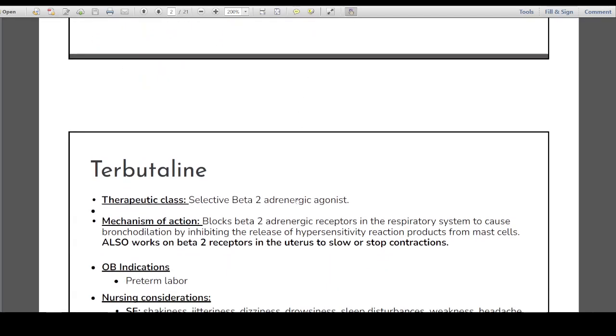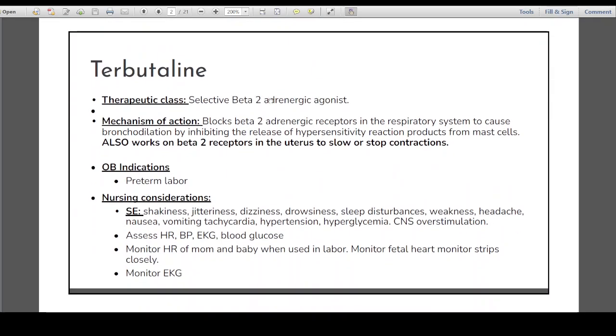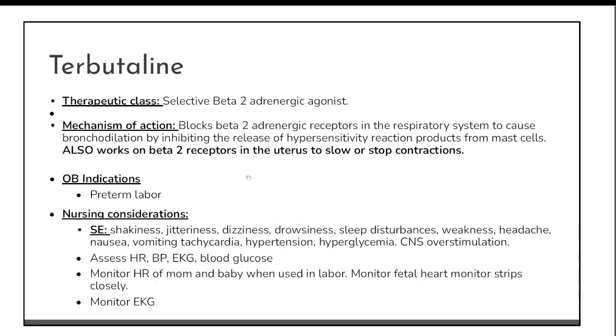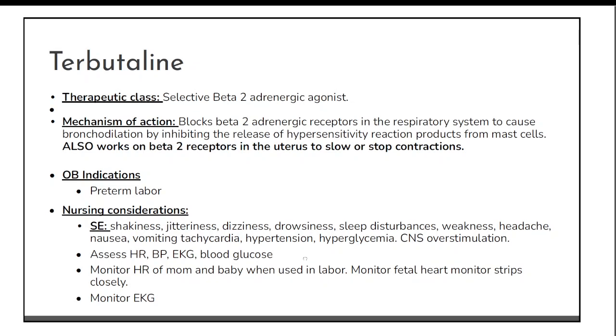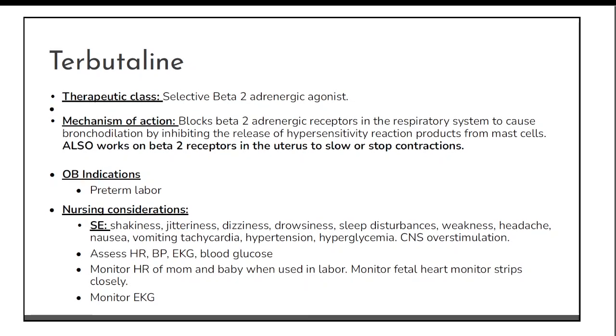Terbutaline. This is a selective beta-2 adrenergic agonist. Is this ringing a bell for anybody back from your respiratory lecture? You remember when we talked about terbutaline all the way back then? Yeah, because it's a beta-2 adrenergic agonist. Remember, we have beta-2 receptors in the lungs. They're going to help with bronchodilation, right? They stimulate beta-2 adrenergic receptors in that respiratory system, cause that bronchodilation, and also inhibit the release of hypersensitivity mediators, which are formed via mast cells, causing inflammation and narrowing of those airways.